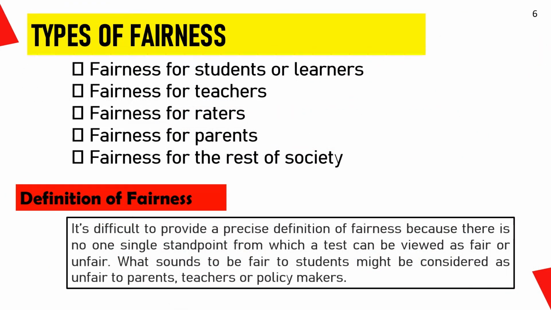We have different types of fairness: fairness for students or learners, fairness for teachers, fairness for raters, fairness for parents, and fairness for the rest of the society. So again, as we define fairness, it is difficult to provide a precise definition of fairness because there is no single standpoint from which a test can be viewed as fair or unfair. What sounds fair to students might be considered unfair by parents, teachers, or policymakers.